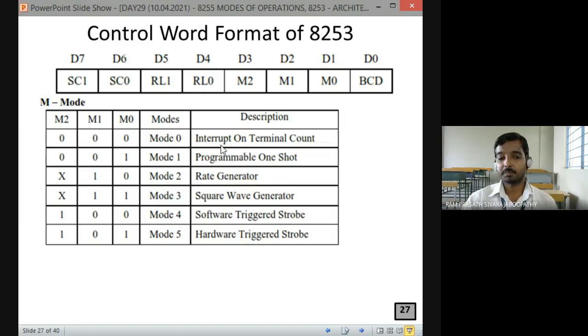These are the names of the modes of operation. Mode 0 is interrupt on terminal count. Mode 1 is programmable one shot. Mode 2 is rate generator. Mode 3 is square wave generator. Mode 4 is software triggered strobe. Mode 5 is hardware triggered strobe.